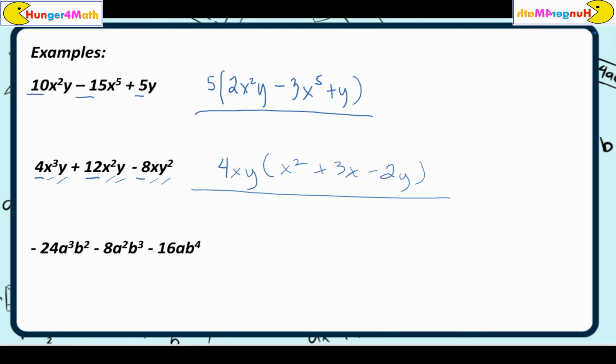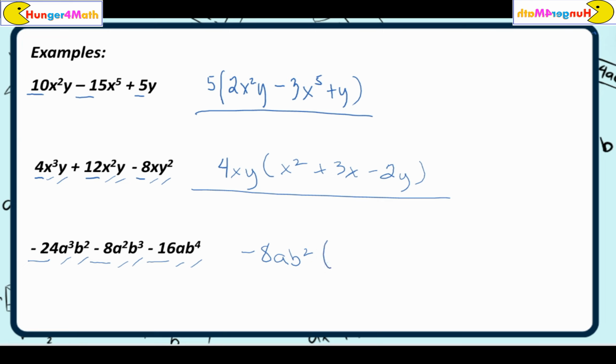Next, we have negative 24, negative 8, and negative 16. So the GCF is negative 8. Then we have a cubed, a squared, and a, so we have to get the smallest, and that is a. Then b squared, b cubed, and b to the power of 4, so the smallest power is b squared. So that will be our GCF, negative 8ab squared.